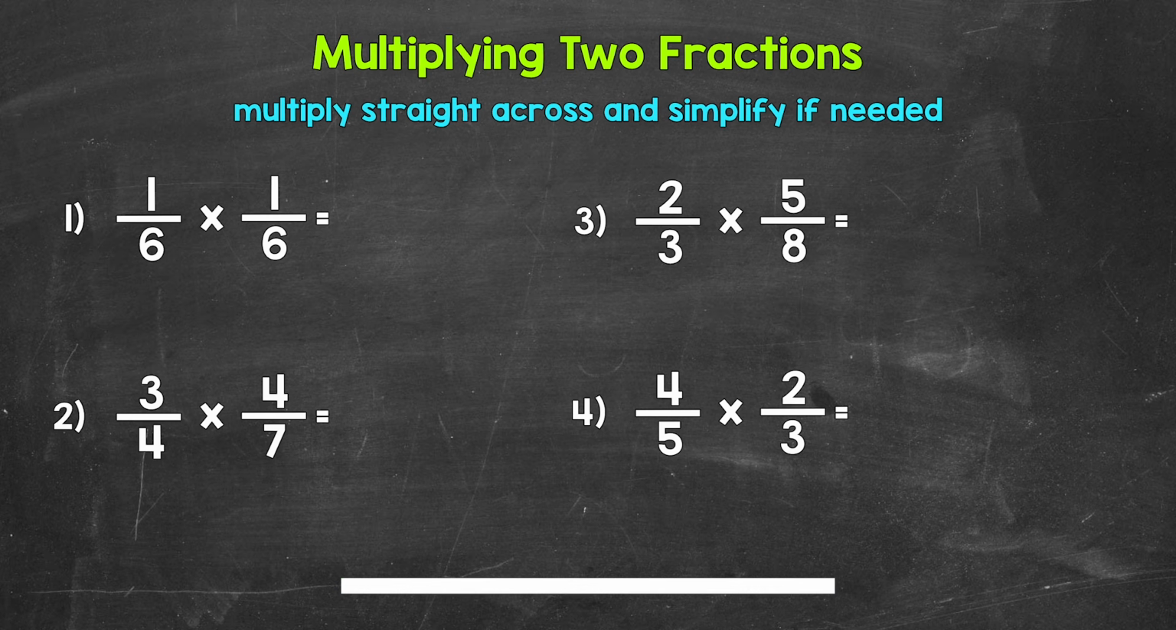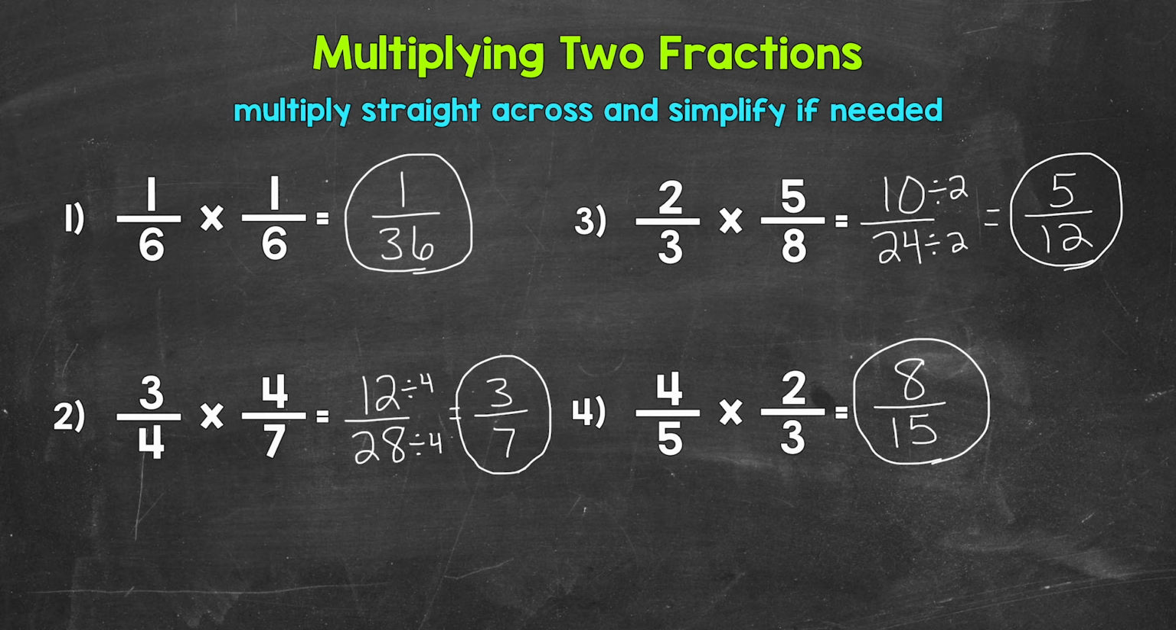Okay, so that was 3 minutes. Let's go over the answers. So here are our answers. For number 1, 1/6 times 1/6 equals 1/36. And that's already in simplest form.